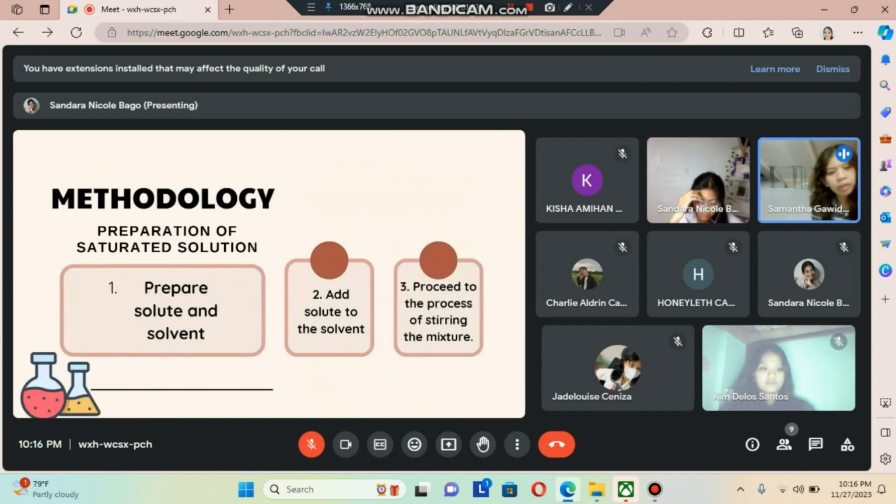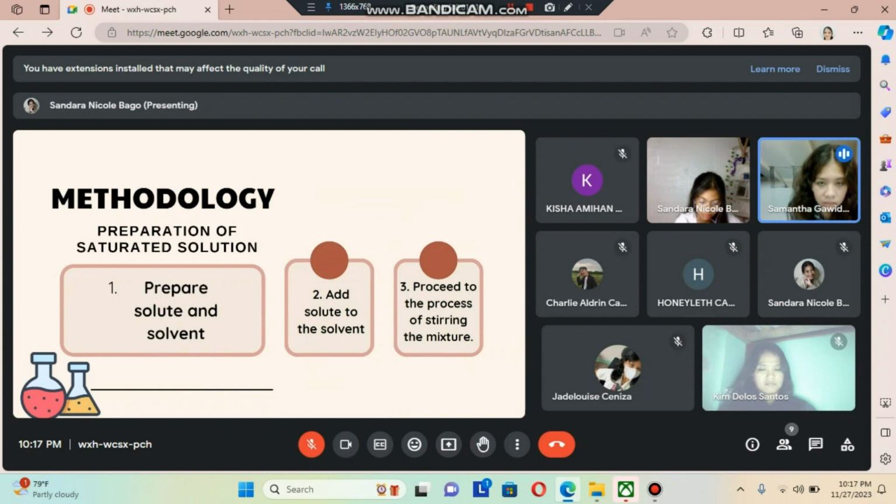So for the preparation of saturated solution, first we will prepare the solute and solvent. In this process, we will prepare 10 ml of saturated salt solution, which is the solute, and the solvent will be water. Second step is we will add the solute to the solvent. We will place it into the beaker, and it will be the mixture in this experiment.